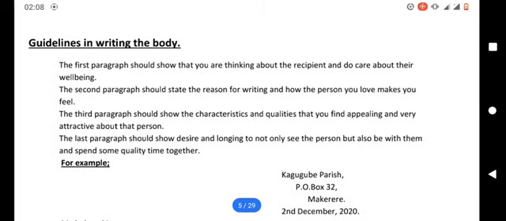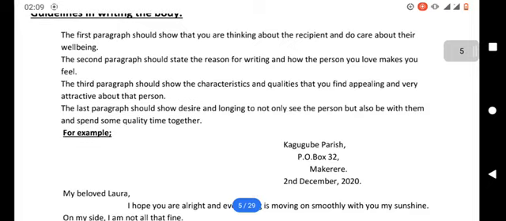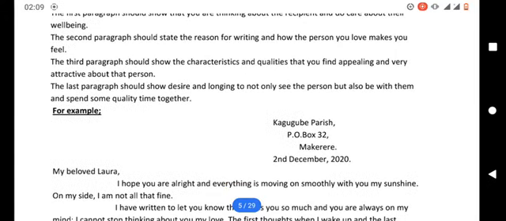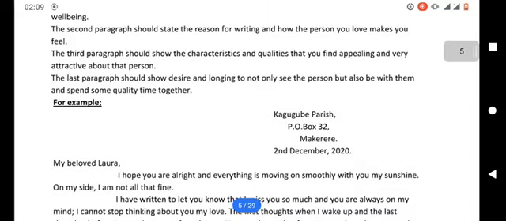This is mostly wanted by almost everyone. So love letters. Guidelines. The first paragraph should show that you are thinking about the recipient, that is the person you're writing to, and do care about their well-being. The second paragraph should state the reason for writing and how the person you love makes you feel. The third paragraph should show the characteristics and qualities that you find appealing and very attractive about that person. The last paragraph should show desire and longing to not only see the person, but also be with them and spend some quality time together.